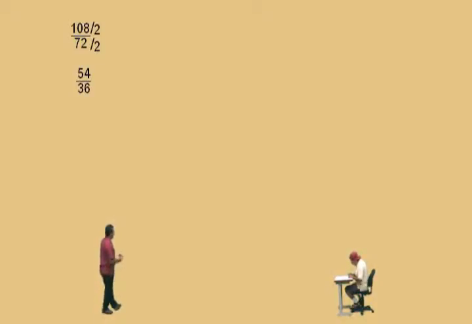Now, 54 and a 36. Charlie, what number divides evenly into the 54 and the 36 up here? 2. Okay, we'll take a 2 there. And so what's 54 divided by 2? What's half of 54? 27. And what's 36 divided by 2? 18. Ooh, it's a tricky one there, huh? Okay, Charlie, now we have a 27 and an 18.